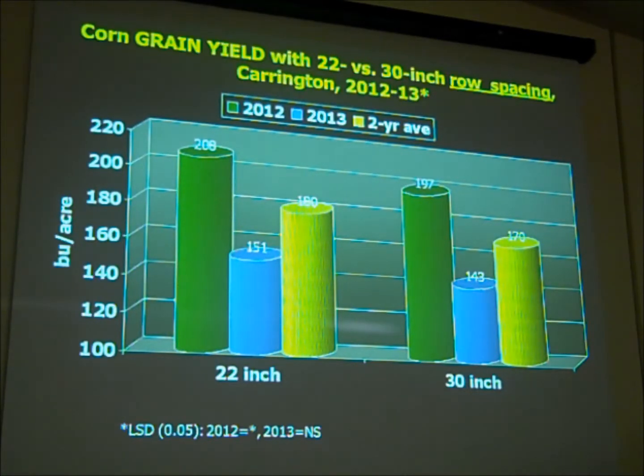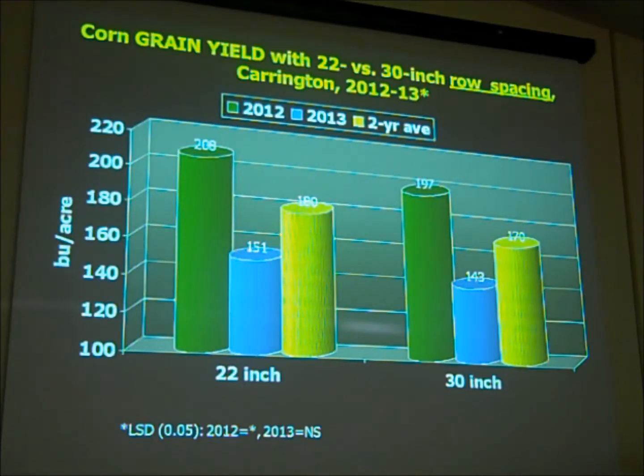Will that always hold true? We're going to continue making this comparison. You might wonder about the plant population. In both years, our plant population was 30K, plus or minus 1 to 2 thousand. So that's kind of an answer to the question to Blaine about the row spacing that he had.